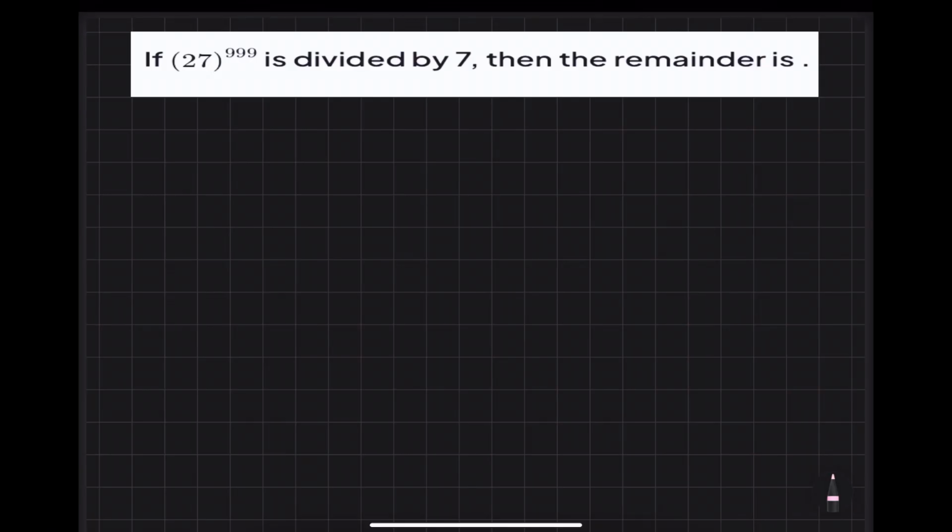Okay, so we have this situation. If this is divided by 7, then the remainder is... okay, let's apply this concept. We will solve this question by the traditional method so that you can have conceptual clarity as well. If you observe, in the numerator we have 27 and in the denominator we have 7. So clearly the numerator is bigger than the denominator, correct?